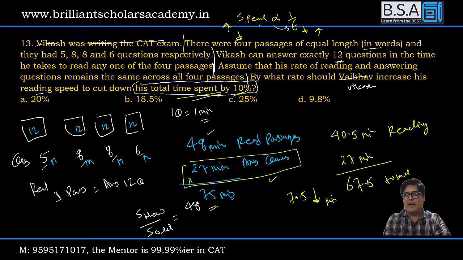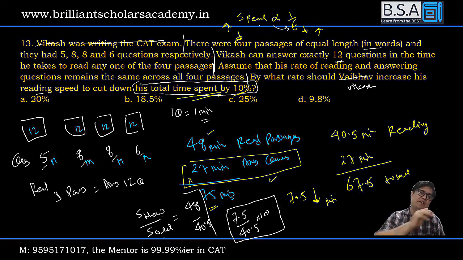48. This comes on top. This is a separate solution. 48 comes on top. The new speed's time is 40.5, this comes below. Now tell me, what is the percentage change? Speed old is 40.5, speed new is 48. What is the percentage change? 7.5 upon 40.5 into 100. That is your answer. Calculate this.